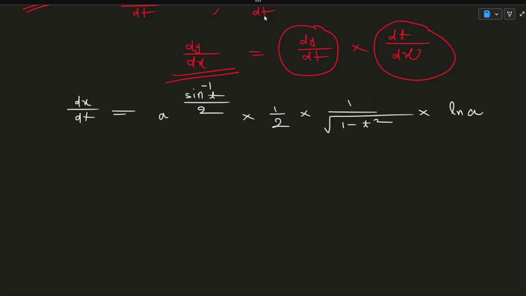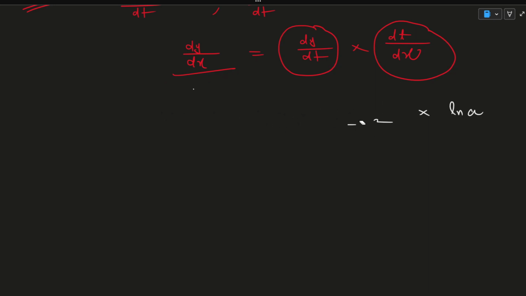Let me clearly explain how the derivative came. Before solving this one, we all know that the derivative of a to the power x is a to the power x into ln a. It becomes like that.